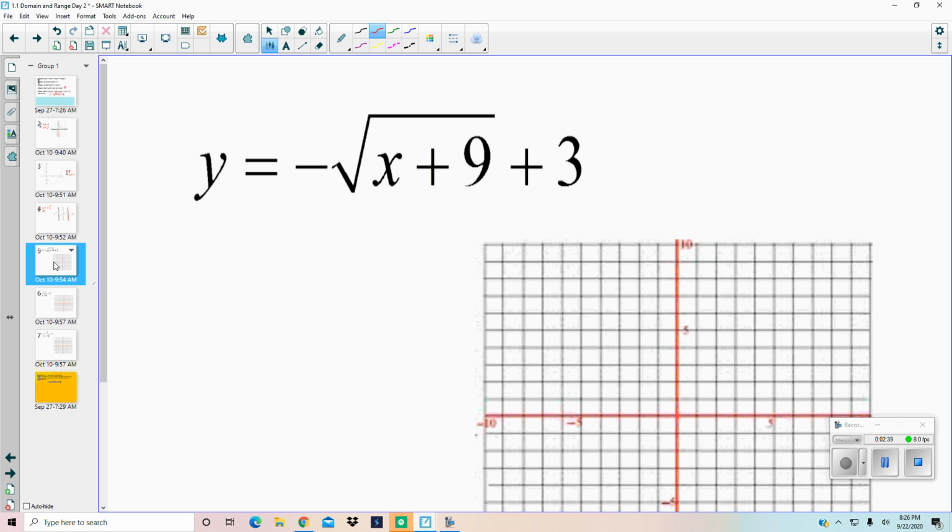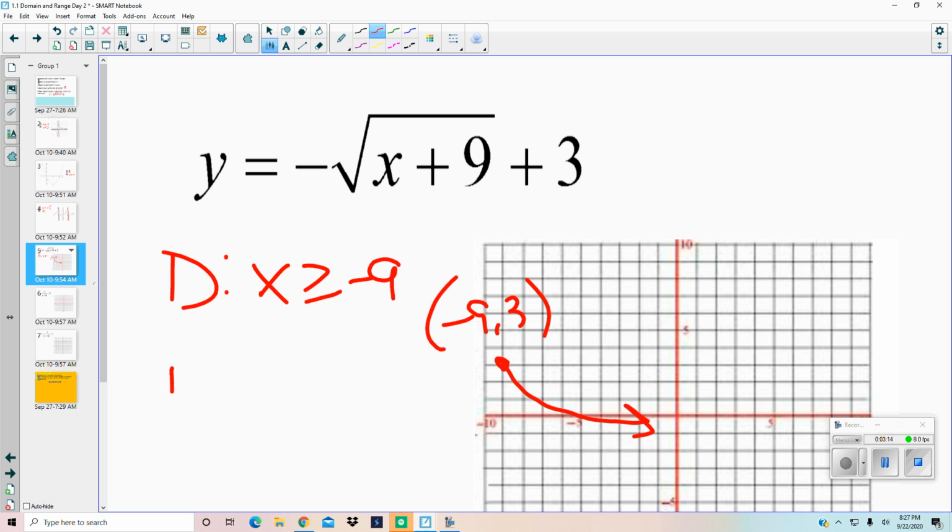Okay, if you're going to graph this square root, you've got to ask yourself, where does the square root start? So you have to actually do the graph. The graph looks like this. So this starting point is going to be x values greater than or equal to -9 for the domain, less than or equal to 3 for the range.